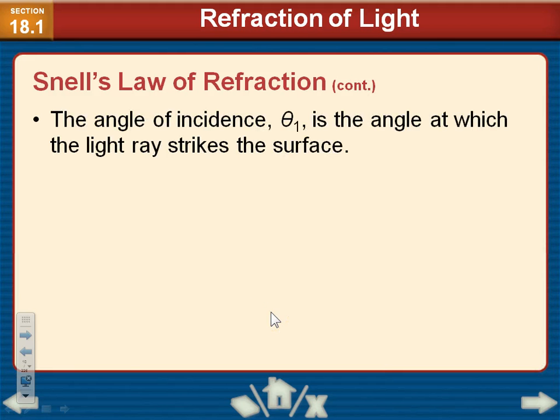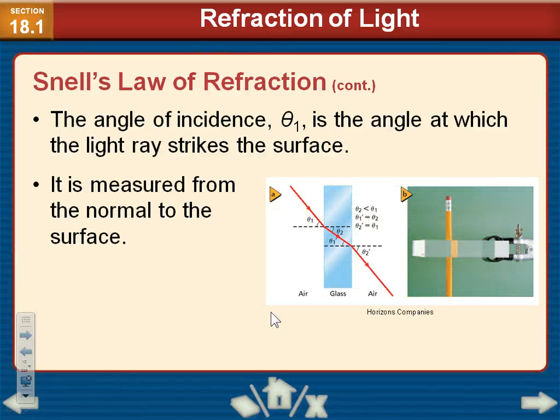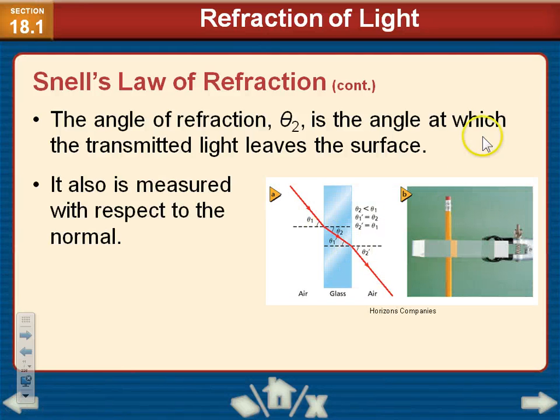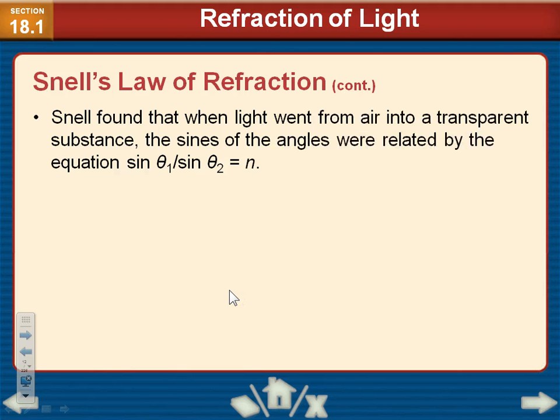So we're going to look at different angles. We're going to refer to the angle of incidence as theta 1. That's the angle at which it strikes the surface. Remember, we measure it from the normal, not from the surface. Angle 2 is going to be the angle of reflection, or excuse me, angle of refraction. In other words, the angle it's traveling as it passes through the medium. So here we have theta 2 right there. Again, also measured from the normal.